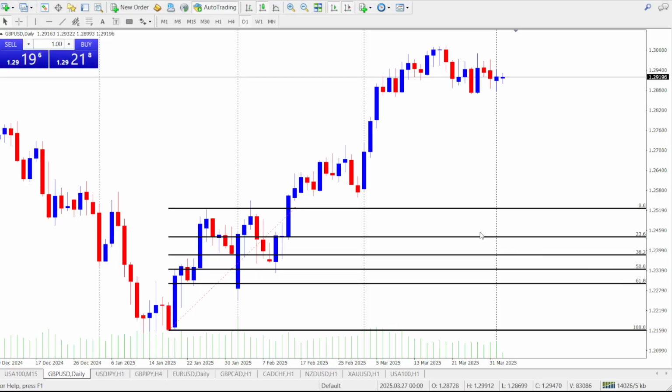So by plotting Fibonacci levels on your chart, you can find areas where price might react, making it easier to plan your trades. For example, you can see you draw the Fibonacci retracement tool from the low to the high. That is for a bullish trend. Remember that this indicator is used in trending markets, not for ranging markets.